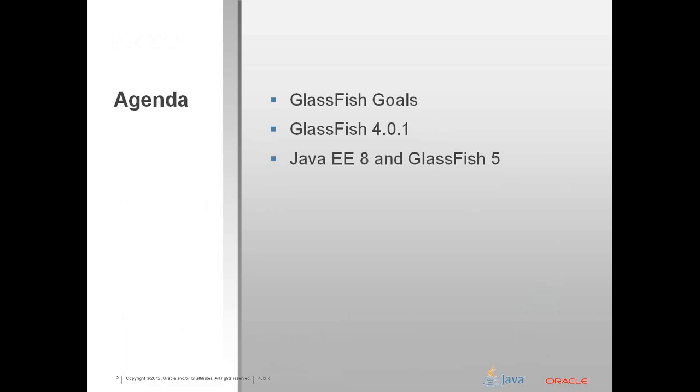I'll be sharing with you exactly what the roadmap for GlassFish 4.01 is. And then finally, I'd like to share with you a little bit of what we're working on right now, which is Java EE 8 and the very high-level, very forward-looking plans for GlassFish 5.